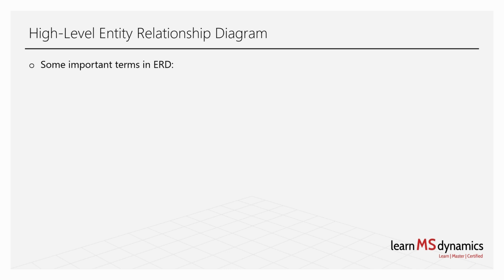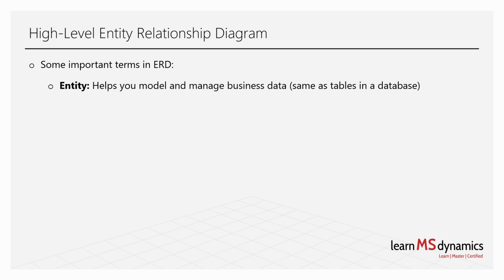So let's talk about some of the important terms in ERD which you will be using, even if you're building a custom application or you're working with Dynamics 365. The first one is entity. So entity helps you model and manage business data. So you can consider them as the tables in a database. So in Dynamics 365, we have CDS, Common Data Service. In that you have entities.